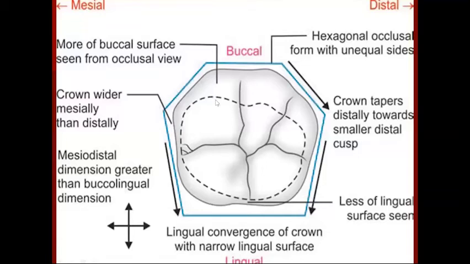This is the hexagonal shape towards the buccal. When we see from the buccal side, more of the buccal surface is seen in the occlusal view. Crown wider mesiodistally than distally. Hexagonal occlusal form with unequal sides. Crown tapers distally towards the smaller distal cusp. Less of lingual surface. Lingual convergence of crown with narrow lingual surface. Mesiodistal dimensions greater than buccolingual dimensions.